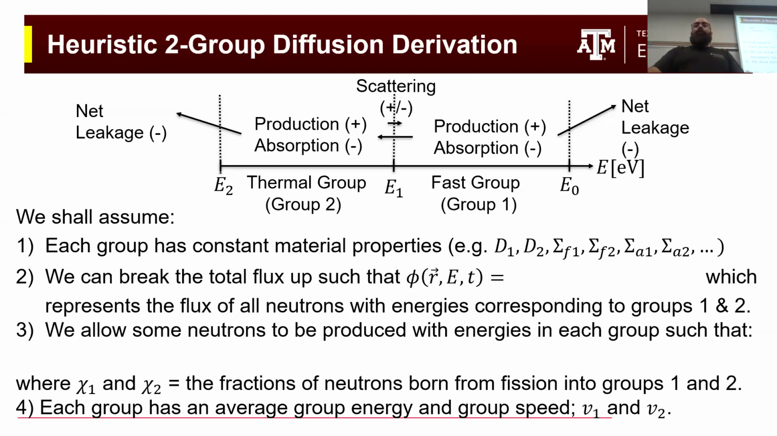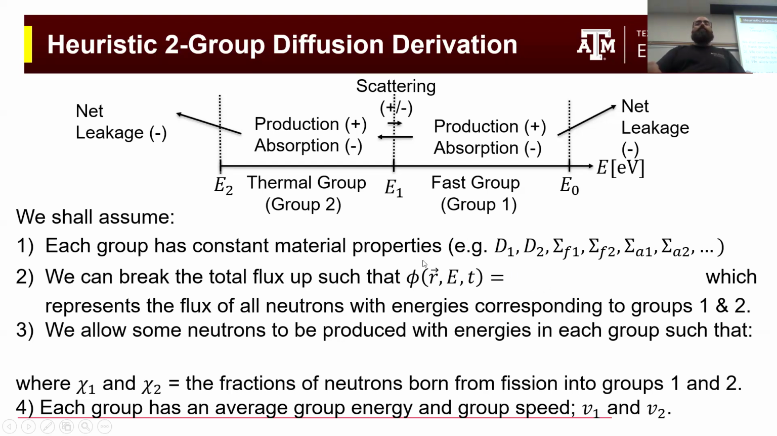And so in this model, we're just going to assume that each group has constant material properties. So the diffusion coefficients or cross sections of any type are going to be constant within each group. We're going to assume that we've properly averaged those cross sections over the energy range of the neutrons that correspond to each group.